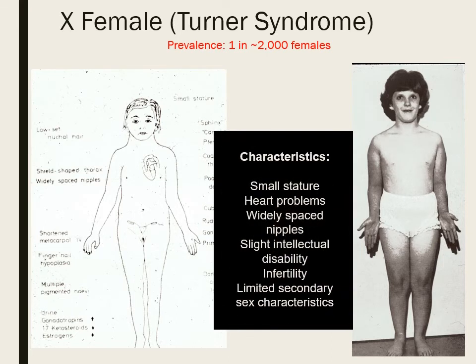Now, in Turner syndrome, the main feature is that these people tend to have very small stature. Usually the average height is about 4'8". They also have a very wide torso, and that contributes to some heart defects. They may have a small intellectual disability. They are also infertile, and they also develop in a way that lacks secondary sex characteristics, such as breasts or pubic hair, and so they always remain sort of a childlike appearance.